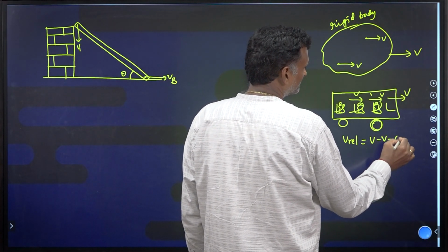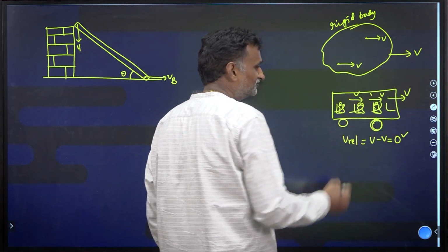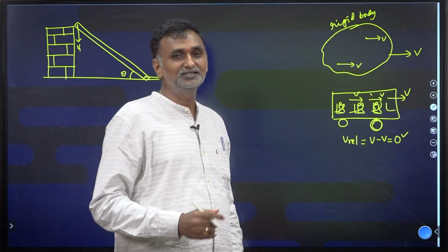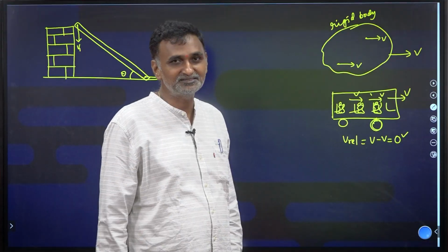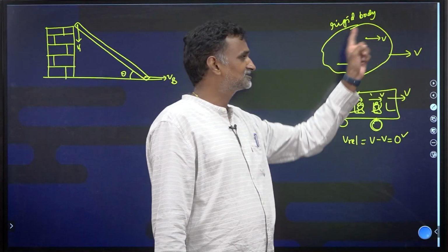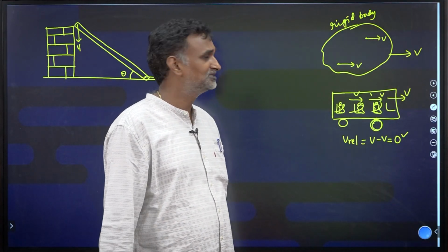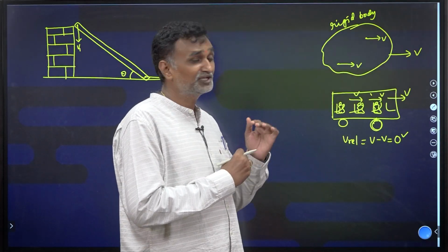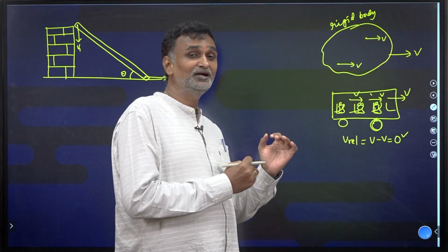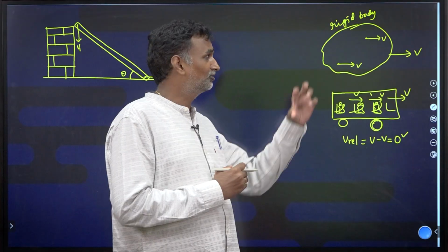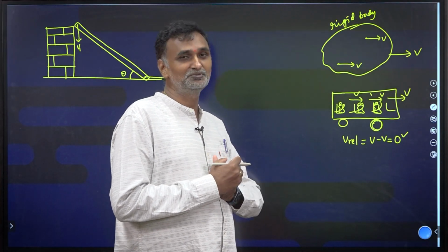is v minus v, which is 0. This is also one of the points we need to consider. The object should be rigid when their relative velocity is also 0, meaning a relative separation is not there between the particles of a rigid body, then only we can consider it as a rigid body.